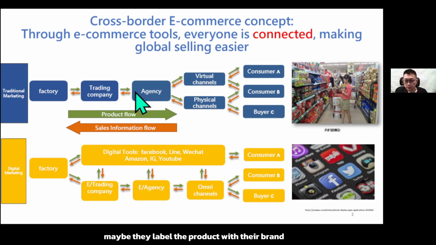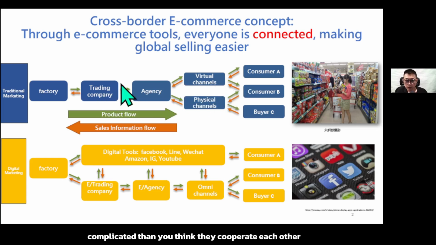Actually, maybe they label the product with their brand. They just OEM the product. So they give their order to the factory, but the brand of the product belongs to the agency or trading company, or even belongs to the channel, belongs to Costco. Maybe you produce the product for Costco. So the relationship is a little bit more complicated than you think.